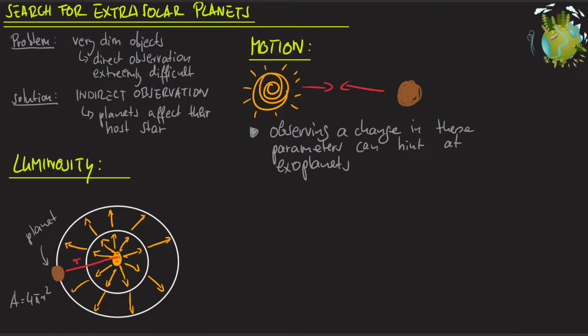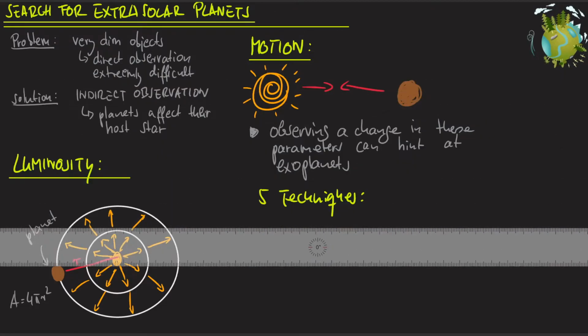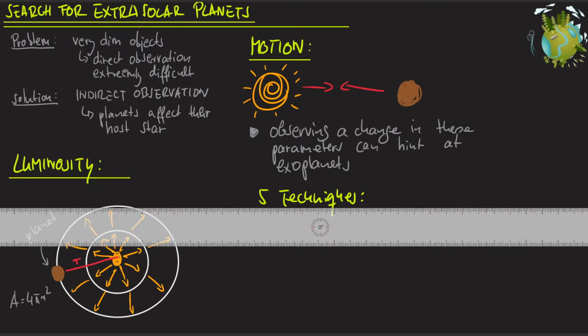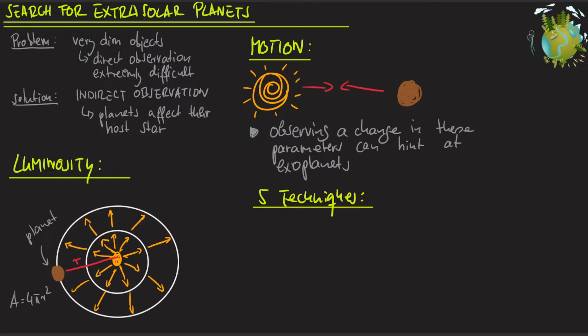There are 5 main techniques we are going to talk about in this video. And they all rely on these parameters. The first one is the transit method. It's a very well-known method and a very successful one. It uses the luminosity as a parameter.